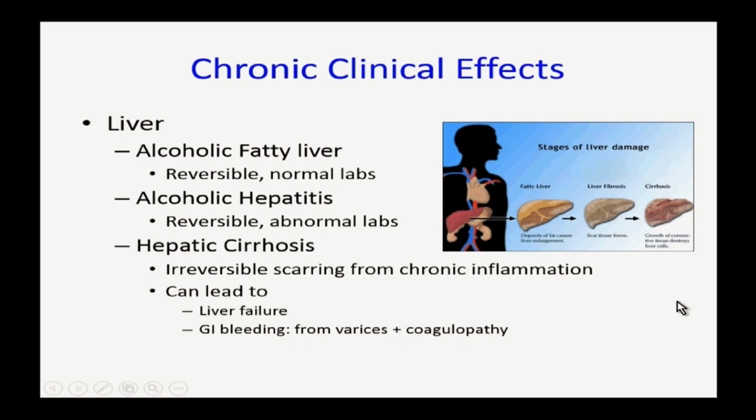If you continue to expose your liver chronically to alcohol, you can develop hepatic cirrhosis. Cirrhosis just means scarring. There's this chronic inflammatory state, and as your body's dealing with it, it lays down a lot of fibroblasts, and you get this irreversible scarring from the chronic inflammation. Ultimately, if this gets bad enough, it can lead to liver failure, and it can also increase your risk of gastrointestinal bleeding because you have all of these GI-related veins that become dilated because of this backup of venous blood through the now scarred liver. In addition, if your liver cells aren't working well, you aren't making clotting factors as well, and you can be coagulopathic. It's a bad setup.